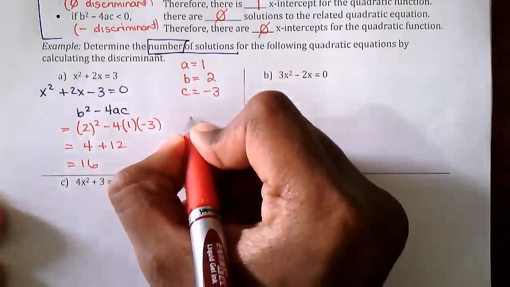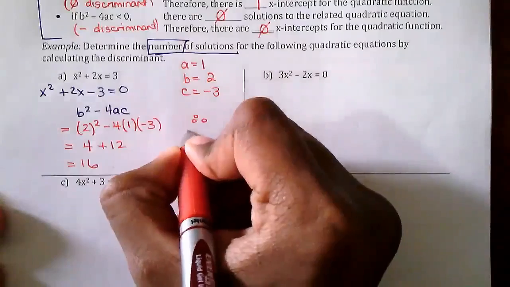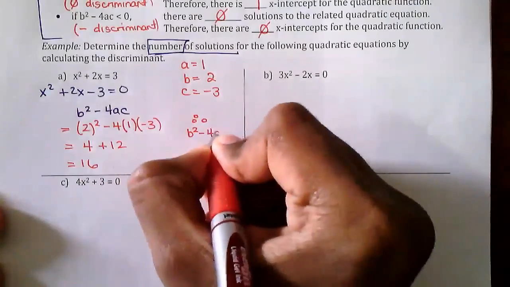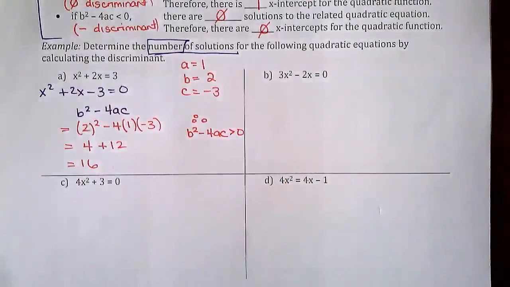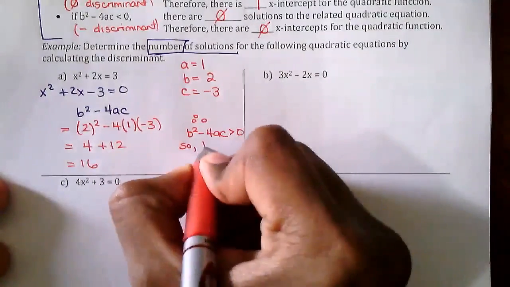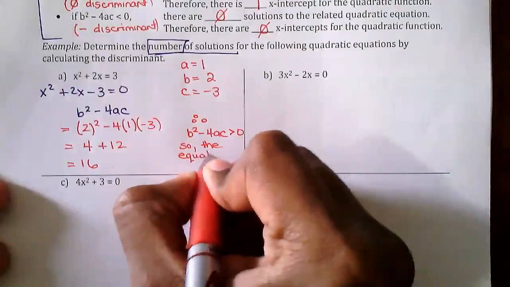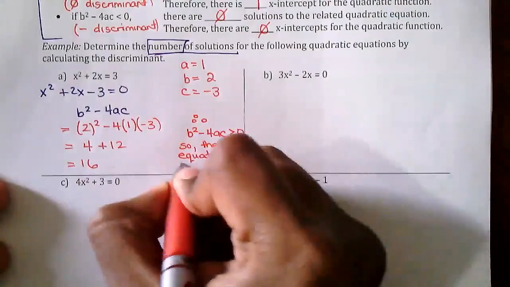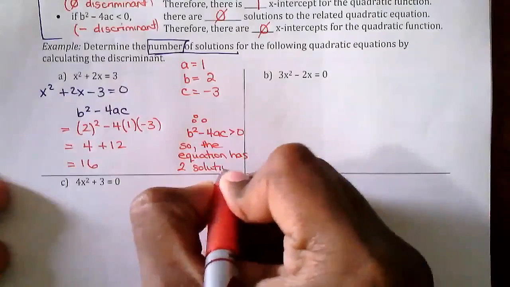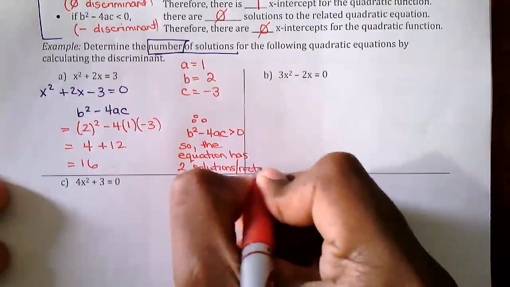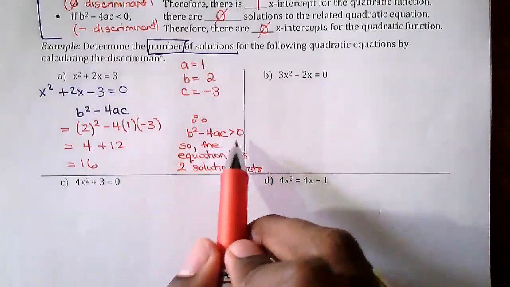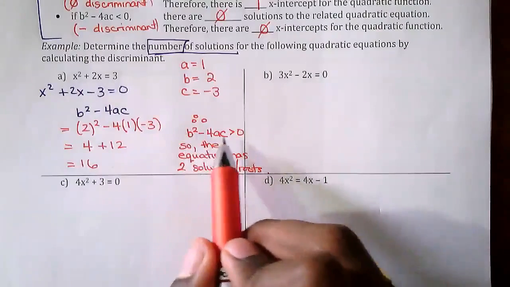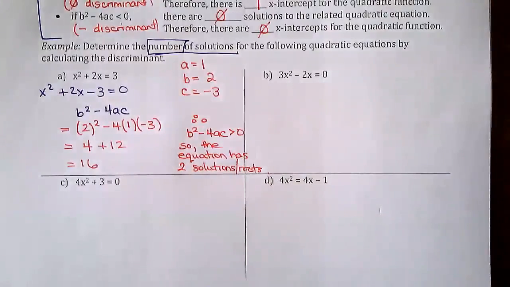So the proper way of writing it is, therefore, b squared minus 4ac, or the discriminant, is greater than 0. It's positive. So the equation has two solutions. You can also use the word roots there. I don't expect you to write b squared minus 4ac is greater than 0. If you wrote something like the discriminant is positive, so the equation has two solutions or roots, that's perfectly fine as well.